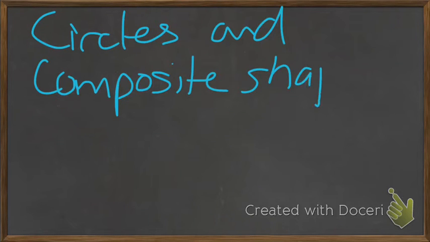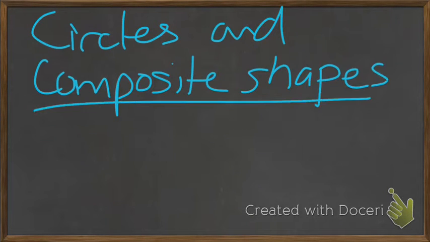It's a lot easier to say things. It's a lot harder to write them. So when we're dealing with composite shapes, we'll have one shape like that and another shape attached to it. So there we've got a triangle and a square. Now, obviously, we can't use any formula to solve that, especially for area. So what do we need to do?